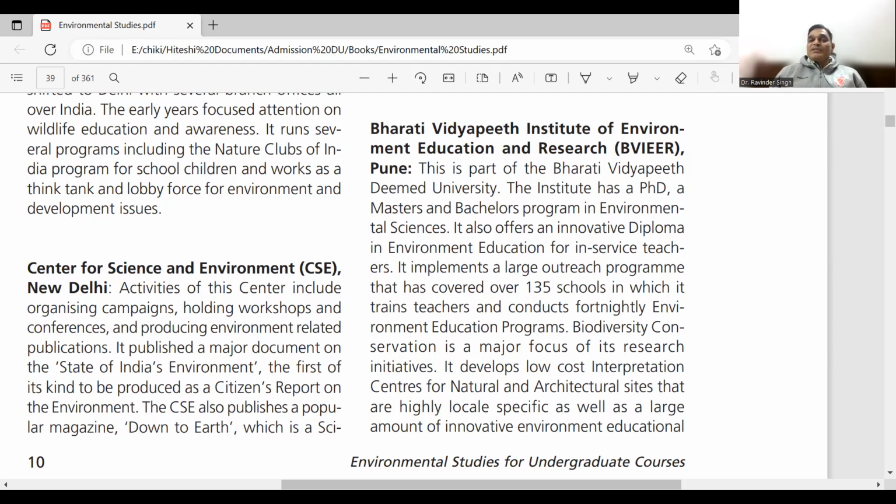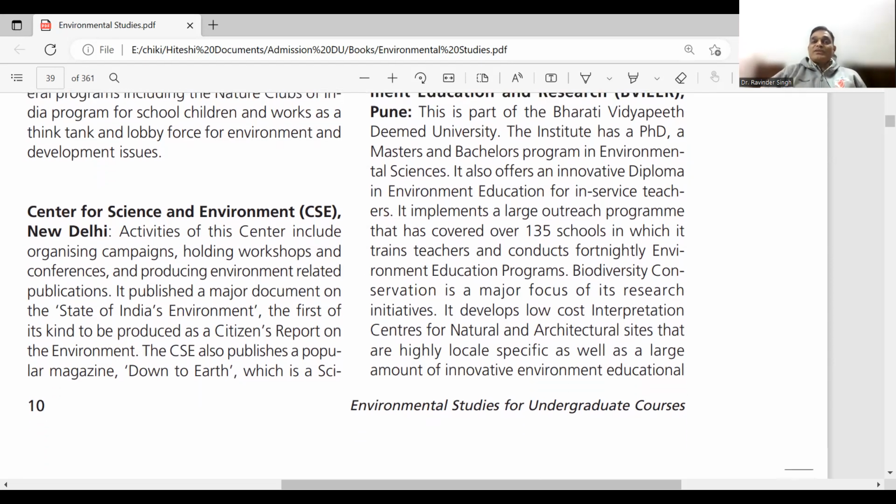The institute has a PhD, a master's, and bachelor programs in environmental sciences. It also offers an innovative diploma in environment education for in-service teachers. It implements a large outreach program that has covered over 135 schools in which it trained teachers and conducts fortnightly environment education programs. Biodiversity conservation is a major focus of its research initiatives.